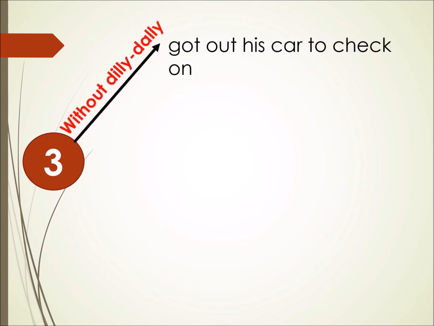As Ryan was hit by the car, what should the driver do? Without dilly-dally, without hesitation, the car driver got out of his car to check on Ryan. If you have hit someone accidentally, you must come out from your car to check on the victim. You cannot hit and run, you will be charged, and maybe you will be sentenced to jail. I tell you, it's very important. Check on the victim.